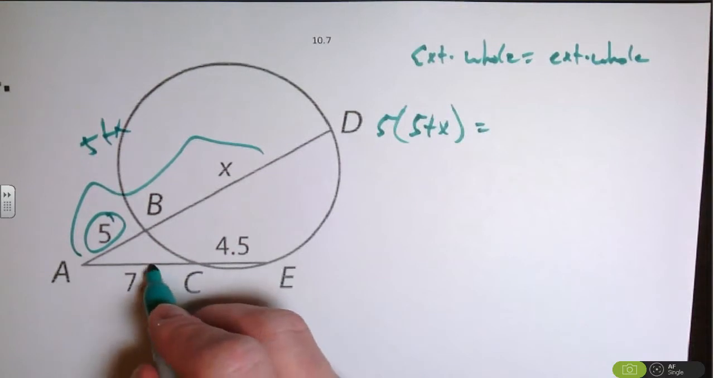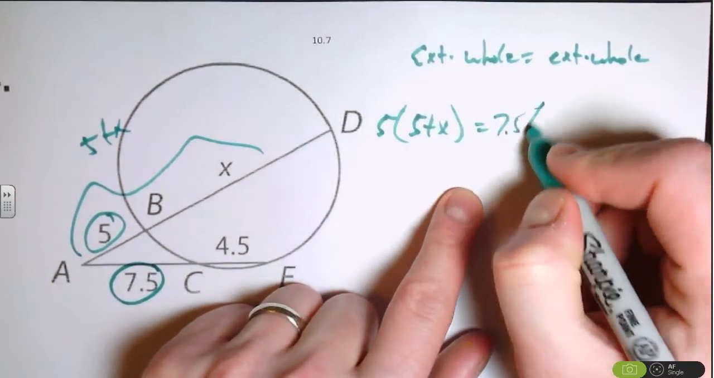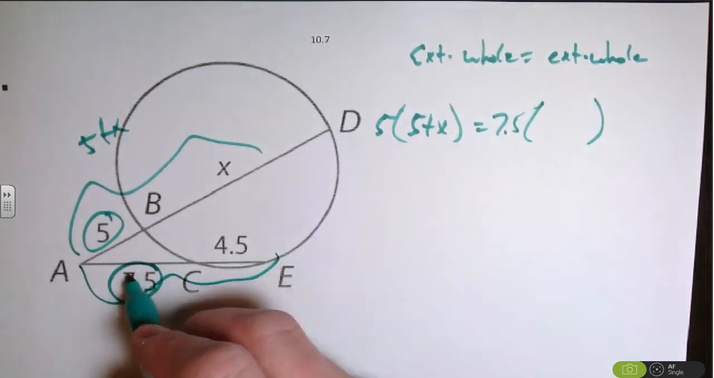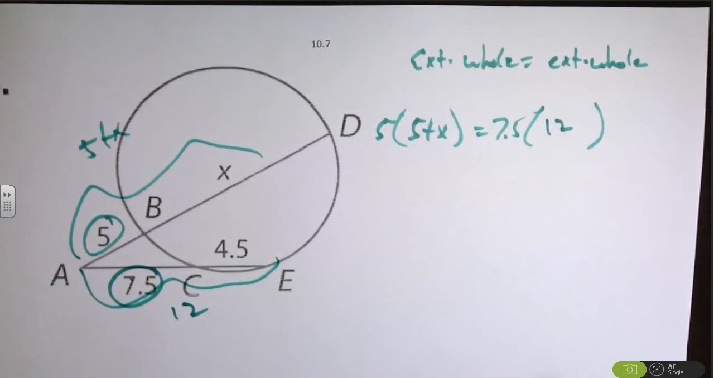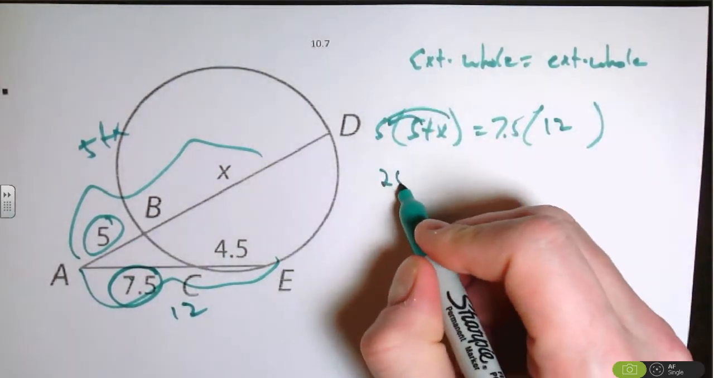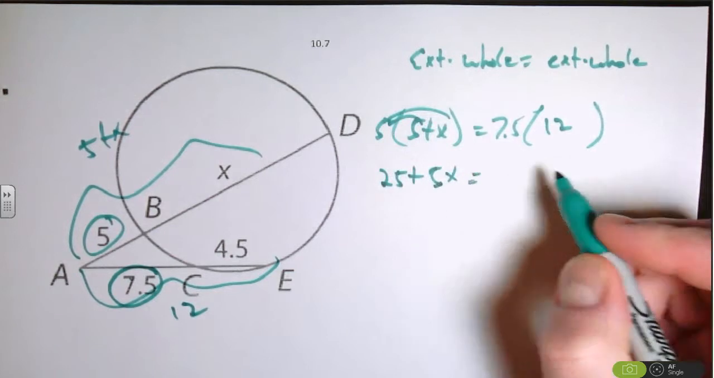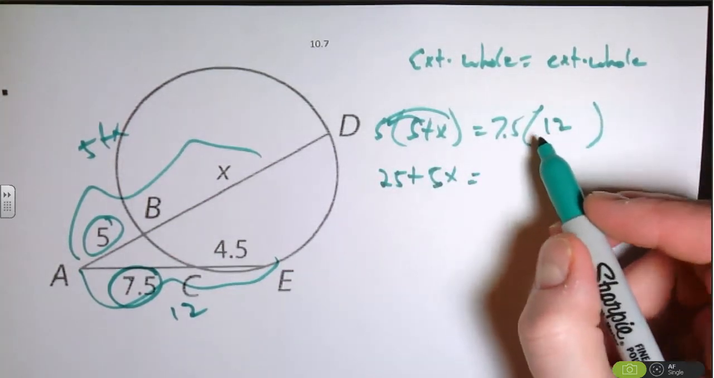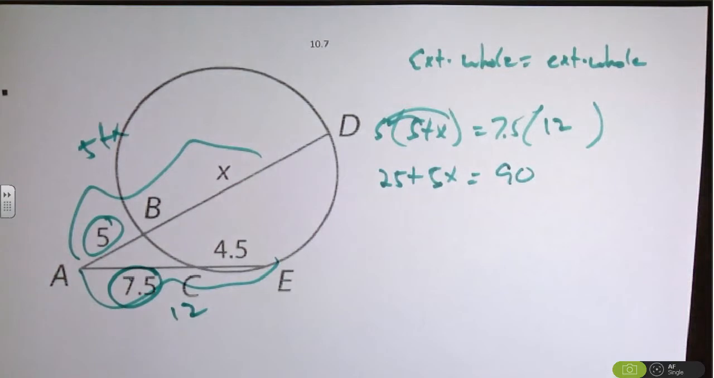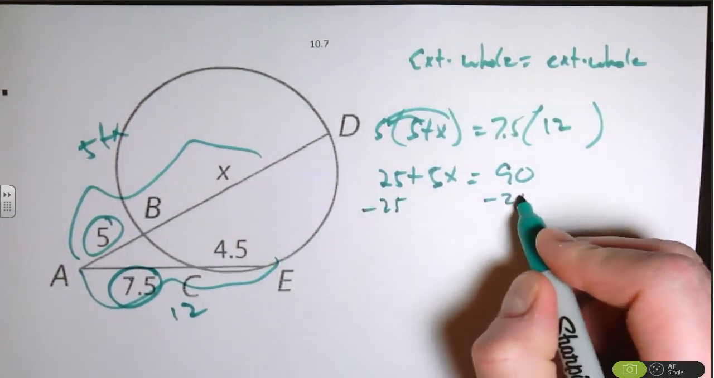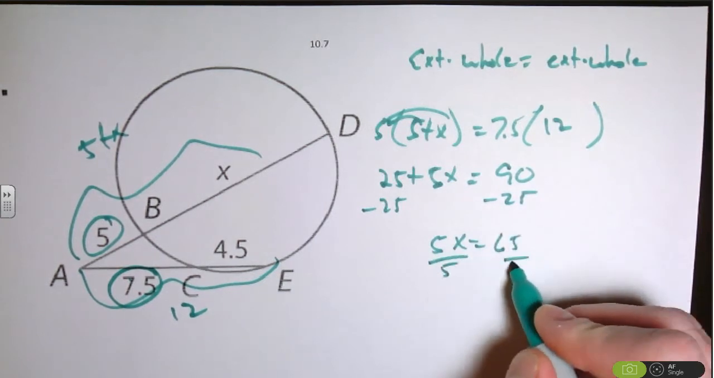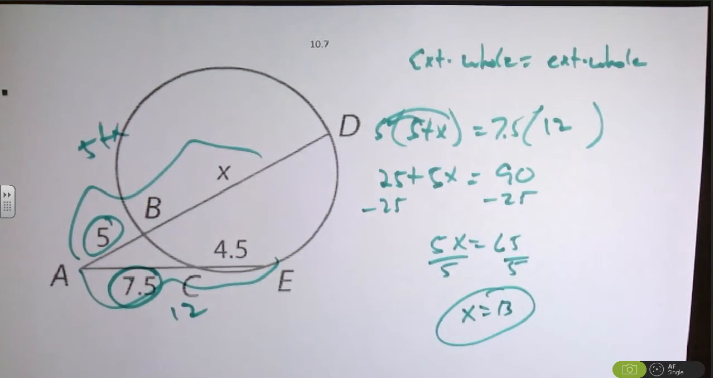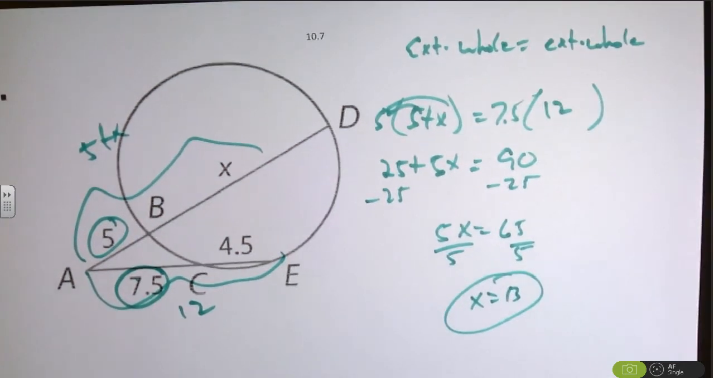This one, exterior is 7.5. My whole length then is 7.5 plus 4.5, which is 12. So distribute: 5 times 5 is 25 plus 5 times x, which is 5x. 7.5 times 12 is 90. So subtract 25. 5x equals 65. Divide by 5. X is 13.